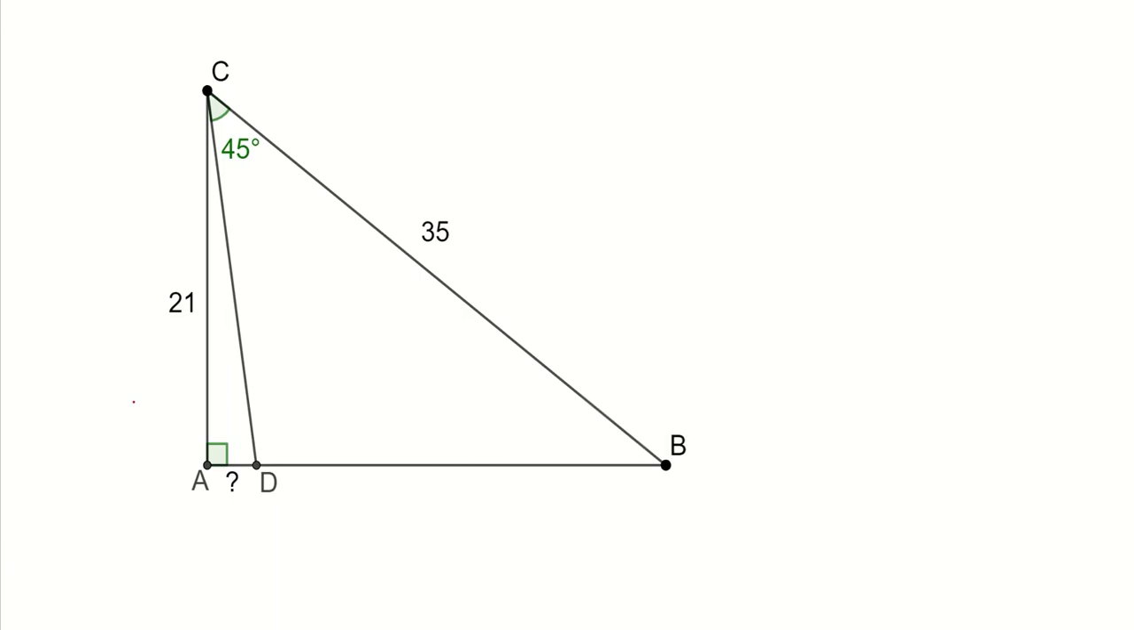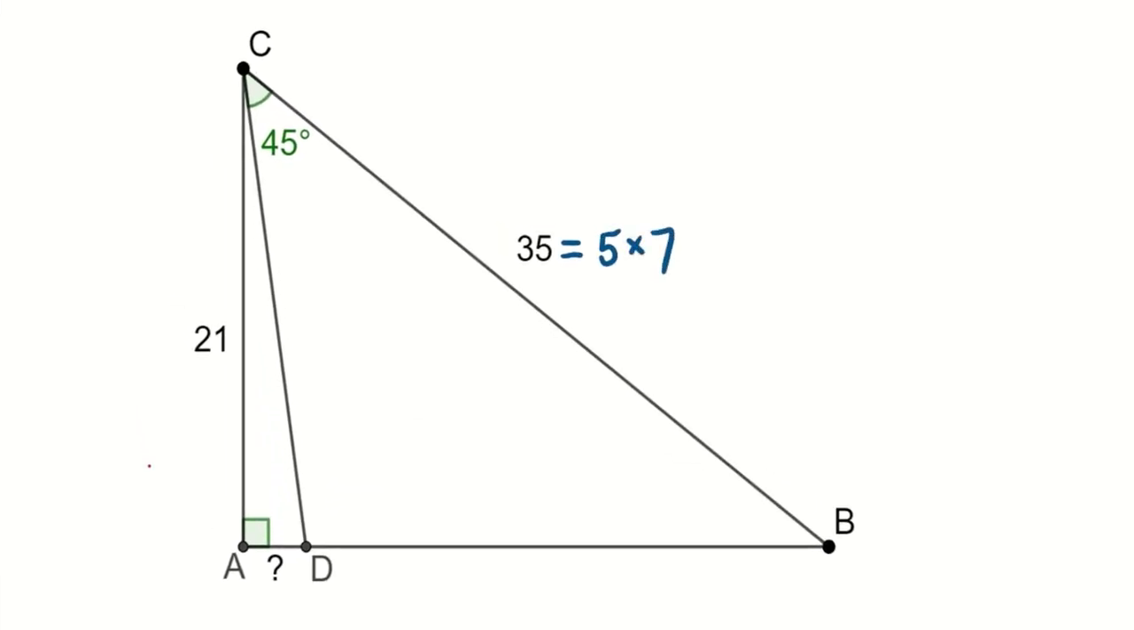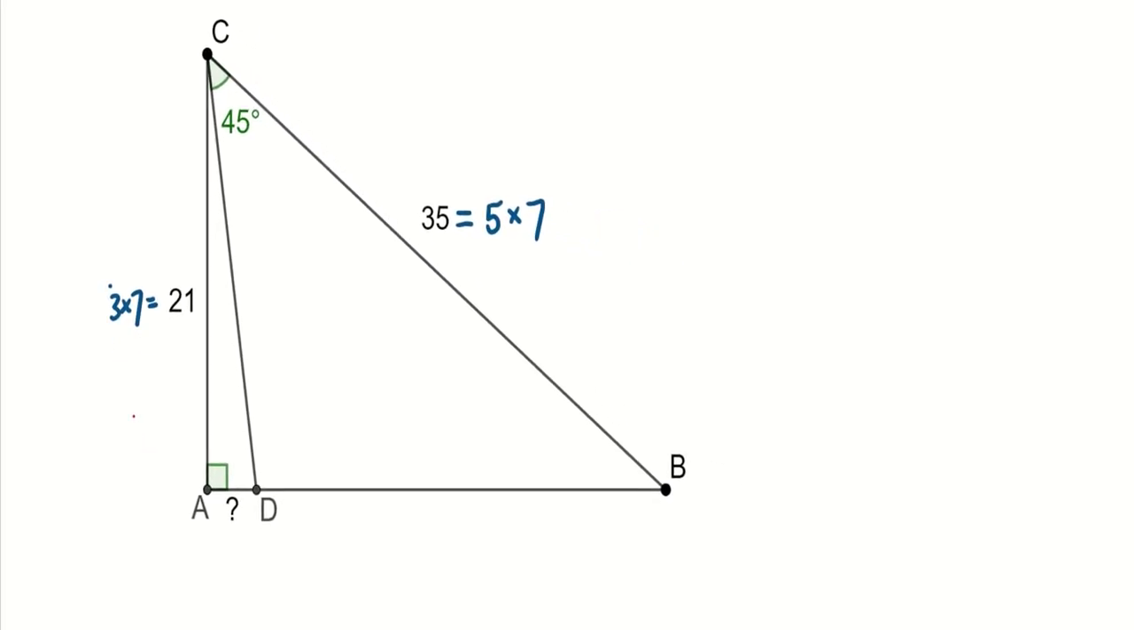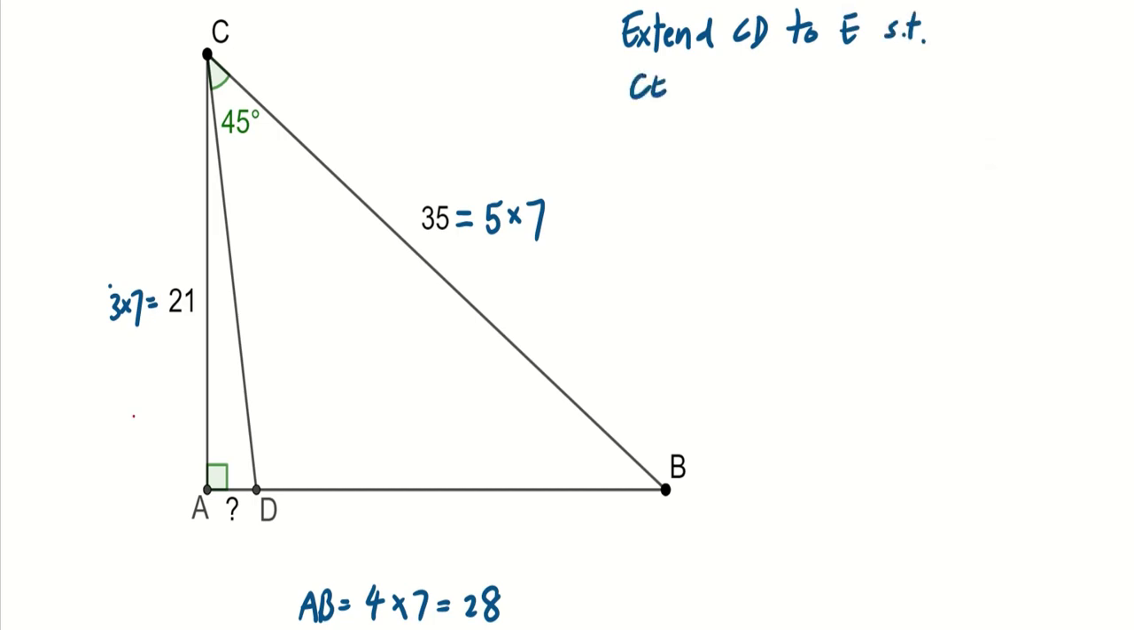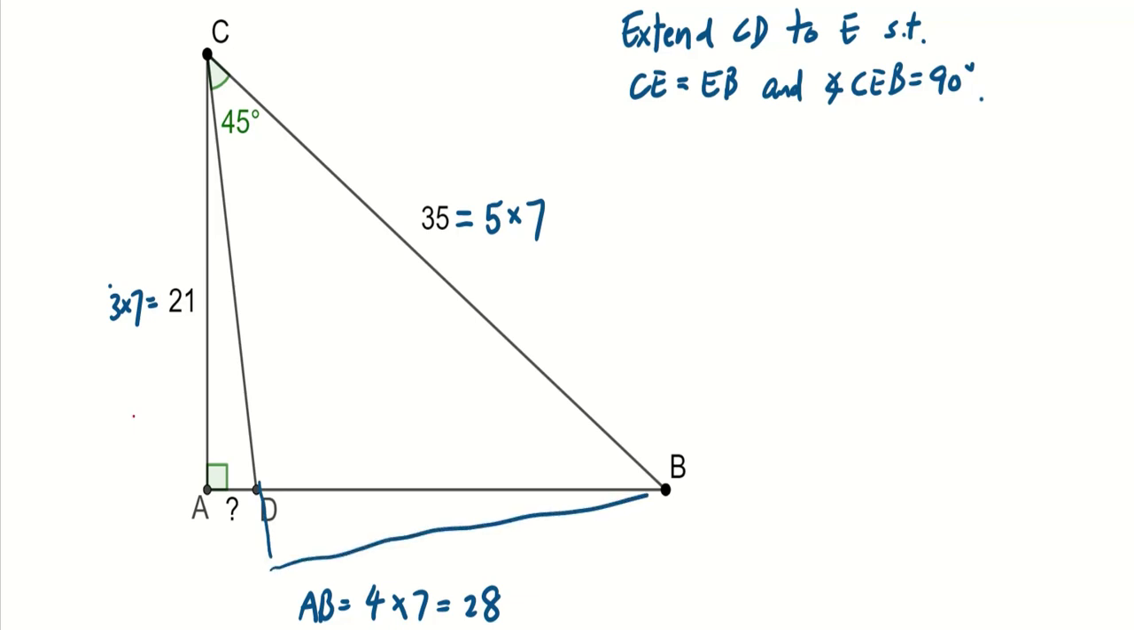Now note that 35 is equal to 5 times 7 and 21 is 3 times 7, and therefore AB will be equal to 4 times 7, that is 28, by using Pythagoras' theorem. We can extend CD to point E such that CE equals EB, and the angle CEB is 90 degrees. This is what I mean here. I extend it so that this is 90 degrees.